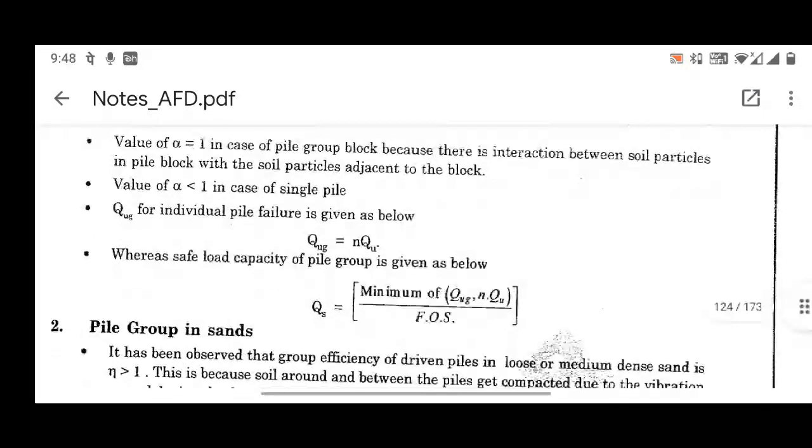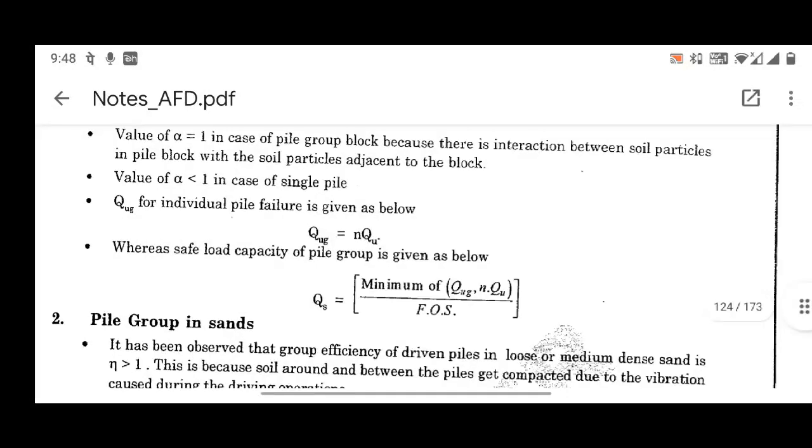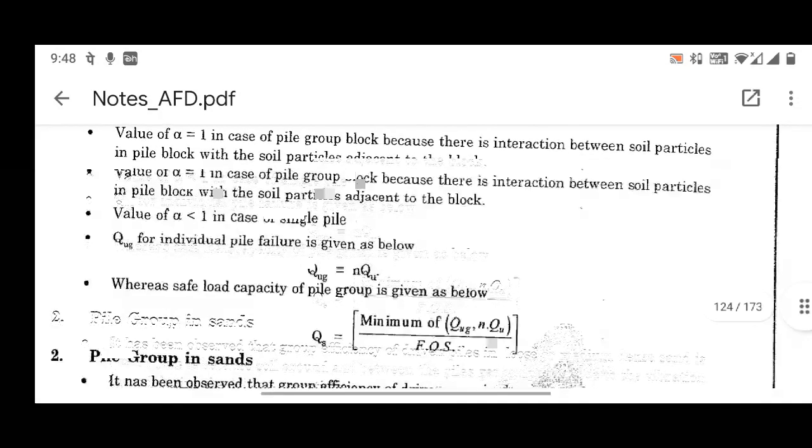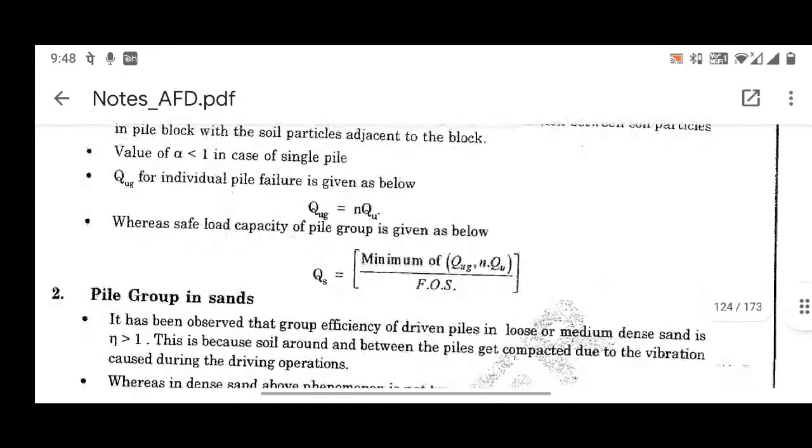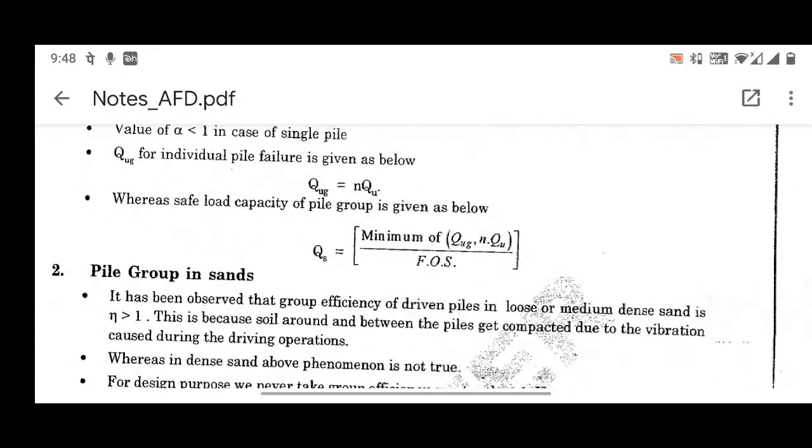So class, this part is clear to all, that for a pile group installed in clay, we generally have block failure or individual failure. And the minimum of these two we have to consider for the ultimate load, computing the safe load divided by the factor of safety. Everything is clear till this point?